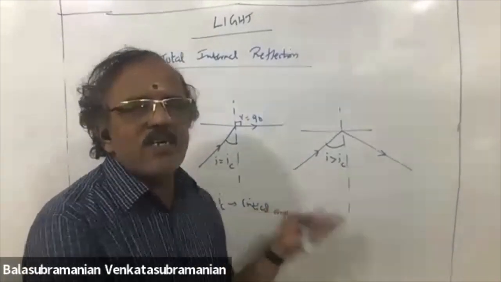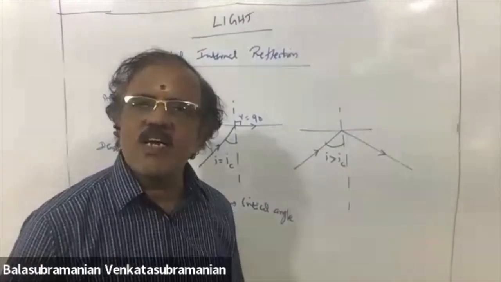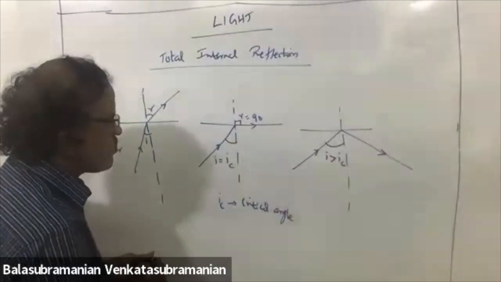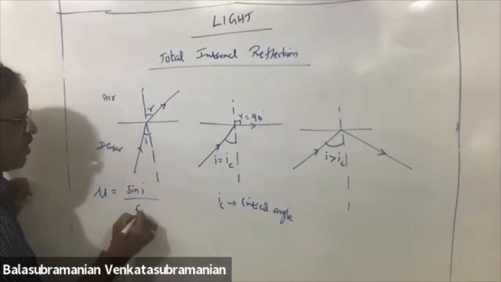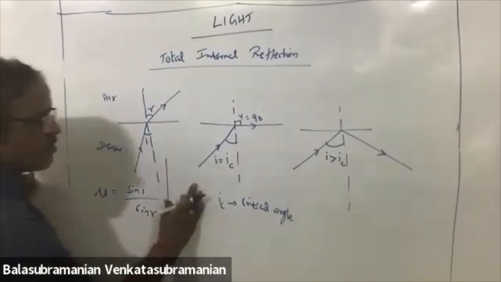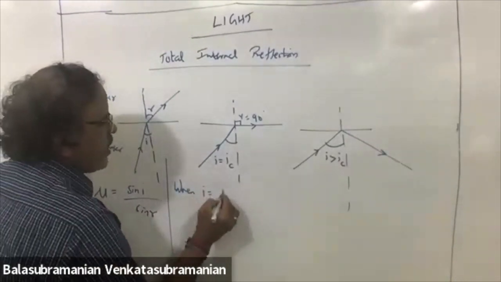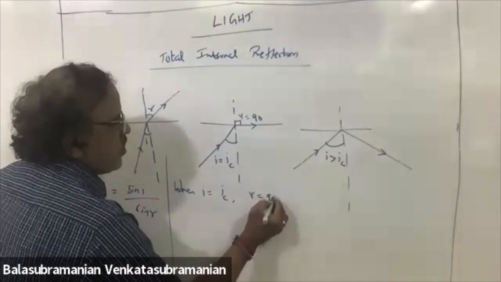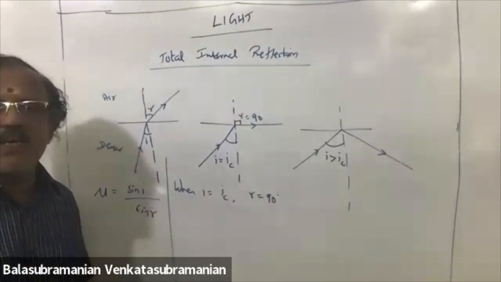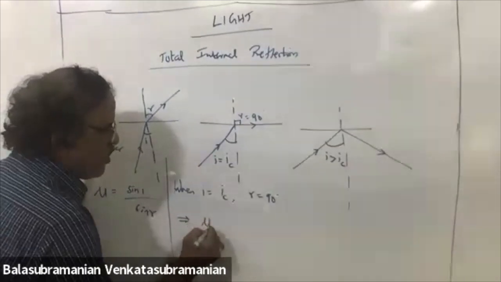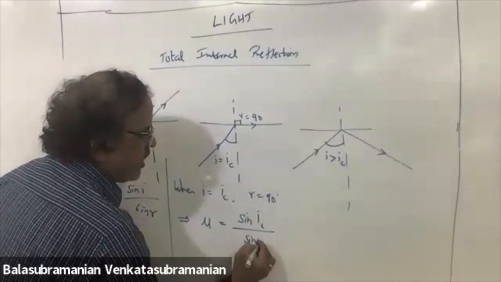Sir, how to calculate the critical angle? If you know the refractive index and angle of incidence, the critical angle can be calculated. You see here. Mu is equal to sin I by sin R. When I becomes IC, what happens to R? R becomes 90 degrees. The angle of refraction is 90. Therefore, mu is equal to sin IC by sin 90.